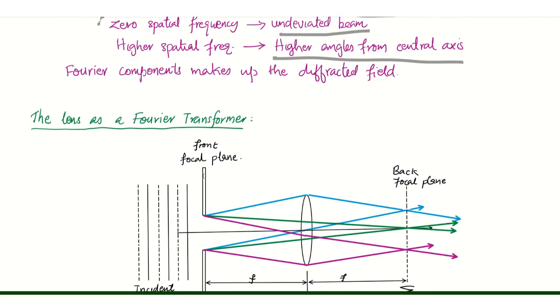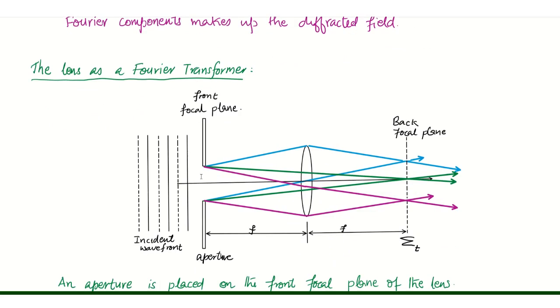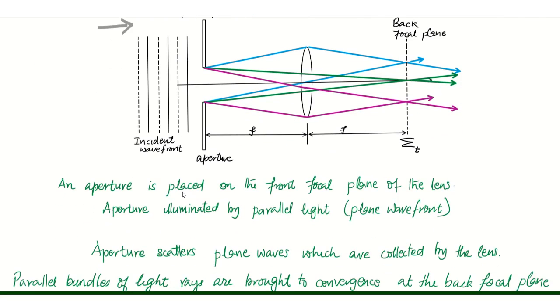Now, as another example, let's consider the lens as a Fourier transformer. In this case, again, we have a plane wavefront going through an aperture here, which is on the front focal plane. Okay, let's say this is your front focal plane, and this is your back focal plane.